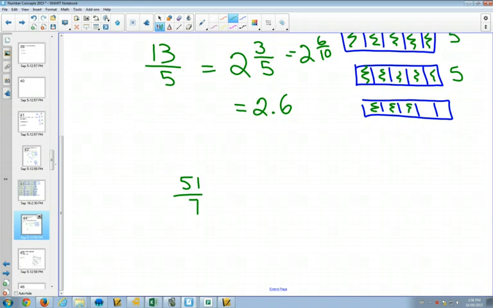You bought a special chocolate bar that could have 7 pieces to make up one chocolate bar. And you need to figure this out. How many whole chocolate bars would you have, and what would you have left over? 51 over 7. So you're going to go through your 7 times table and see what is the closest you could get to 51 without going over 51.